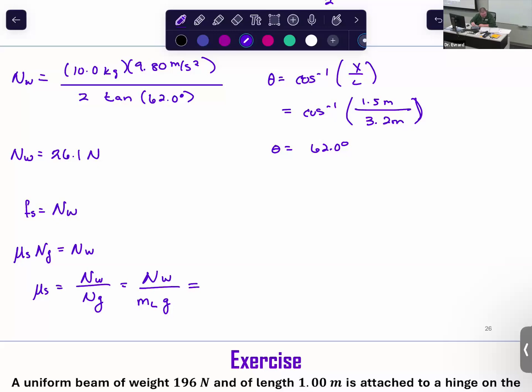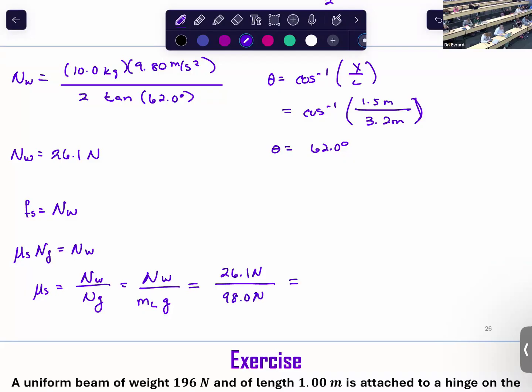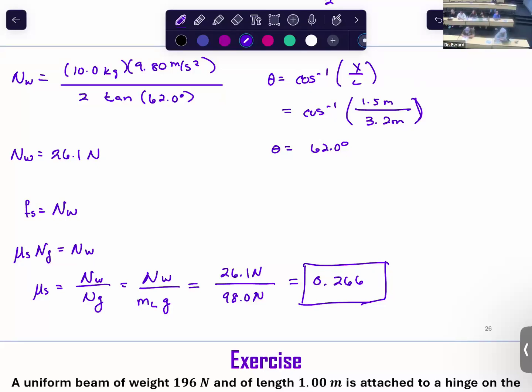So we found this one is 26.1 newtons. Your mass times your gravity would give you 98 newtons. Your coefficient of static friction is 0.266. Anything less than that, your ladder's gonna slide. Now, in reality, the wall would also have friction. But this problem was long enough. We don't want to start adding the friction of the wall into the mix.